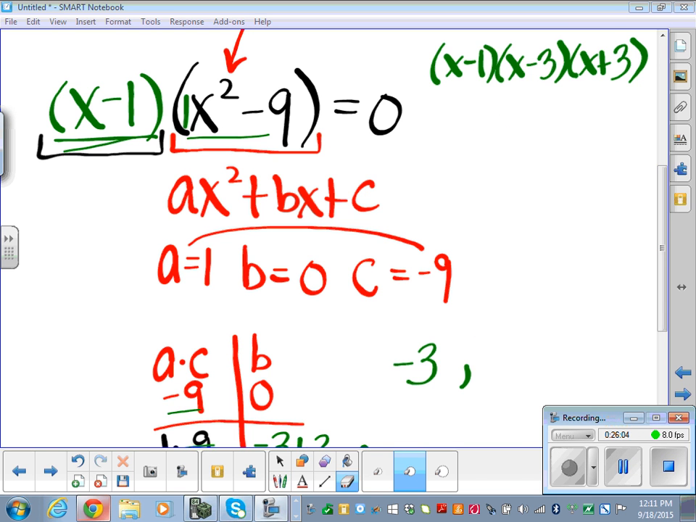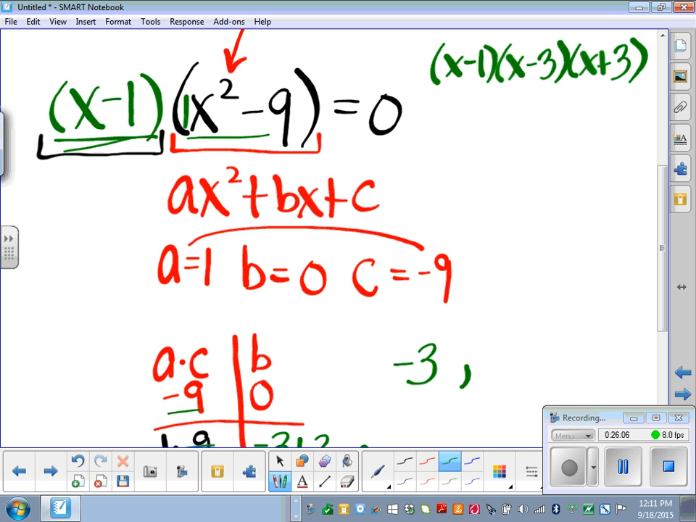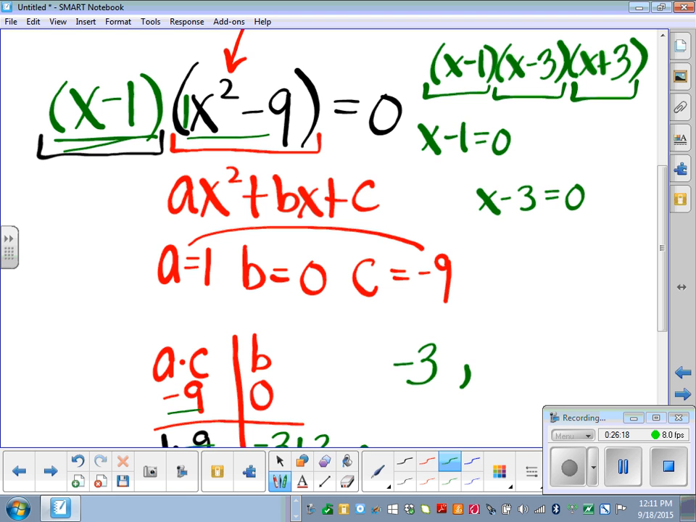So we're done factoring it. Now if it said solve, we will look at our linear factors and set them each equal to 0 and solve for x. So we have x minus 1 is equal to 0. We have x minus 3 is equal to 0. And we have x plus 3 is equal to 0. Now solve for x in each case.